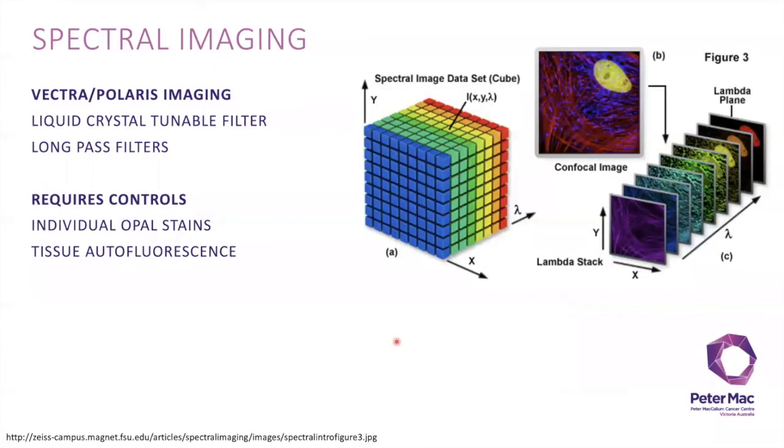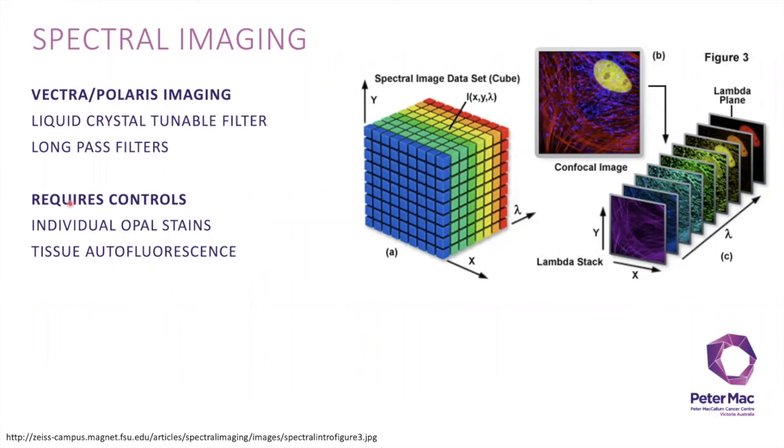What we're doing with the Vectra or the Polaris imaging is we're making use of what's called a liquid crystal tunable filter. So what this allows us to do is essentially take an image over a very narrow wavelength region, and this has down to a 20 nanometer resolution, and we're able to take not just an image in XY, as you would see here, so this is our XY image, but we can also take that across the wavelengths as well, across lambda. The Vectra and Polaris systems also make use of long pass filters and also some band pass filters as well.